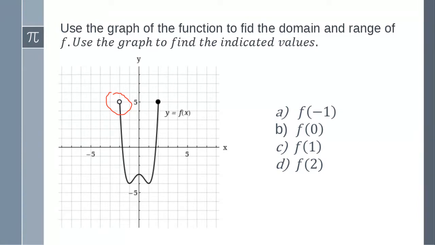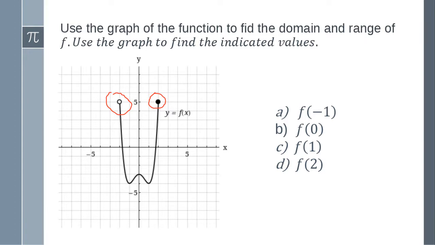Now, if I look at this fill circle, this means that this value does exist, that this graph is going all the way up to 5. On this side, it's not going to 5. It's getting close to it, but it never reaches 5. On this one, the point reaches 5, okay?